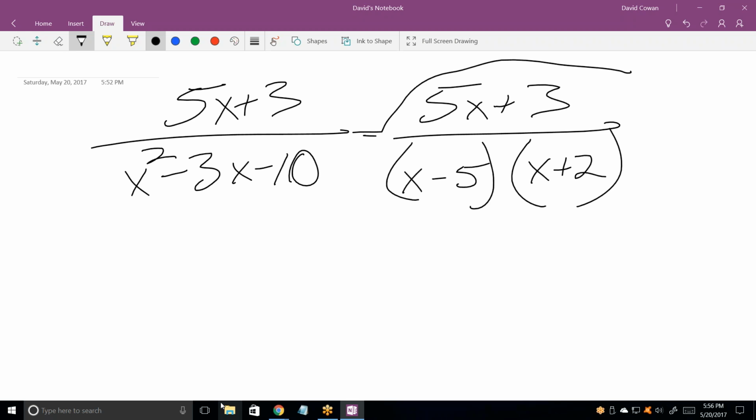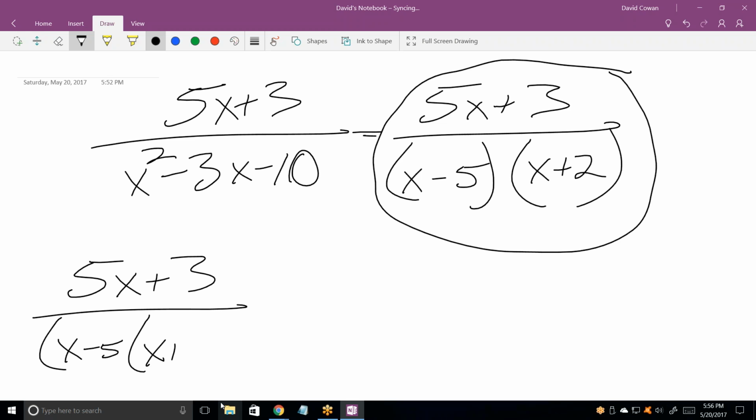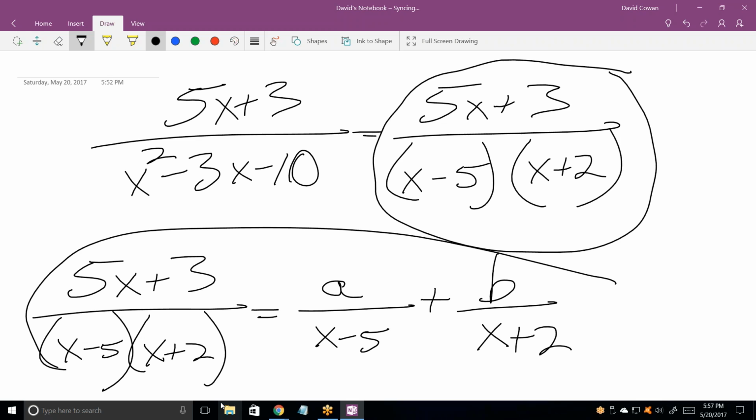Now, this is really what we were looking at. Notice that our bottom is the product of two things. So I can actually say that (5x + 3) over (x - 5)(x + 2) must be equal to something over (x - 5) plus something over (x + 2). You see how we make that leap?